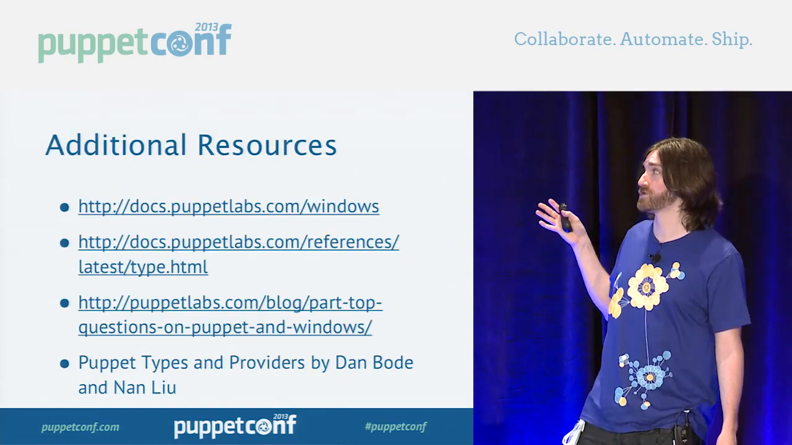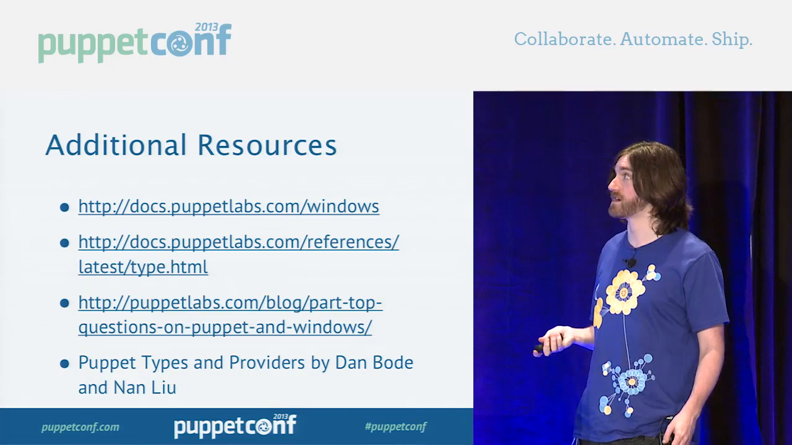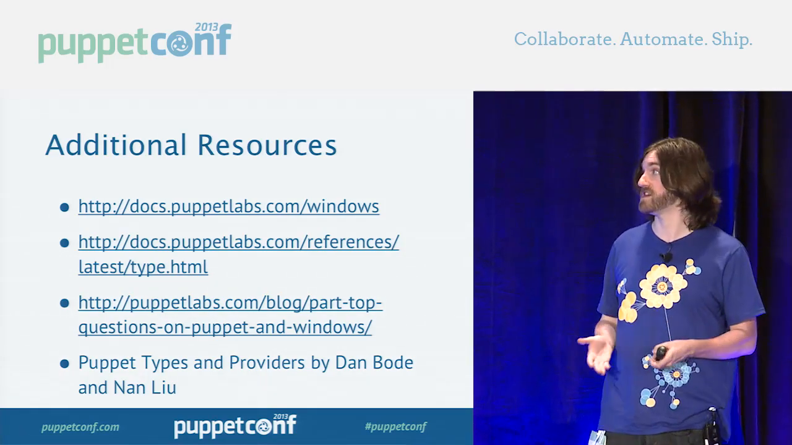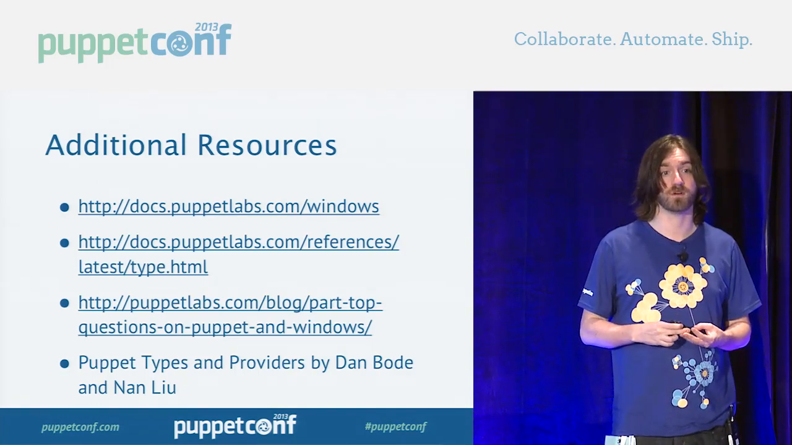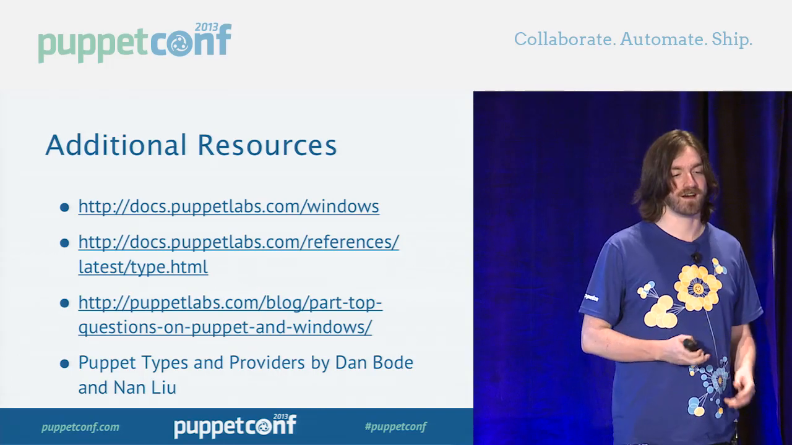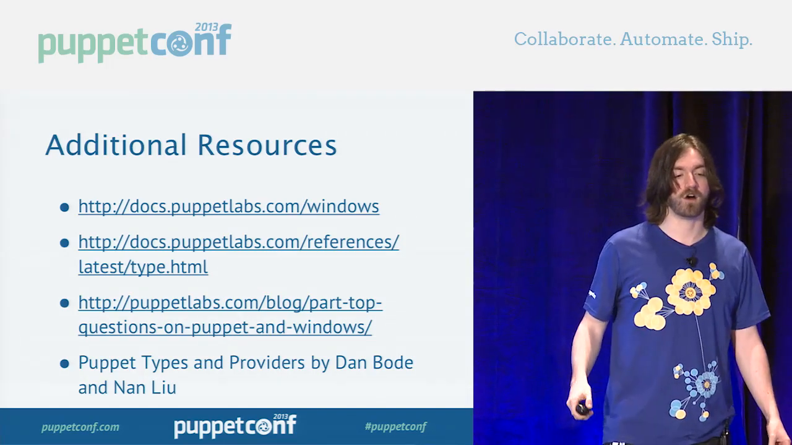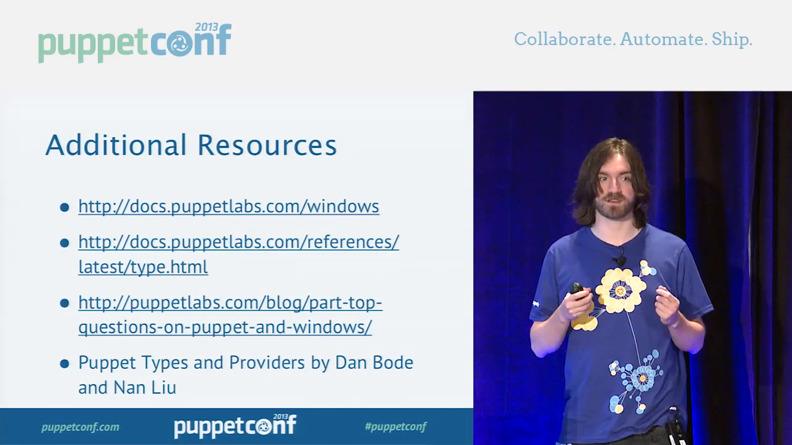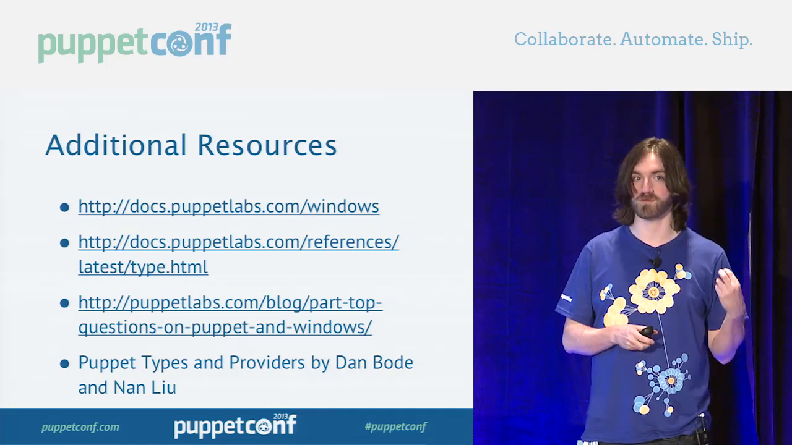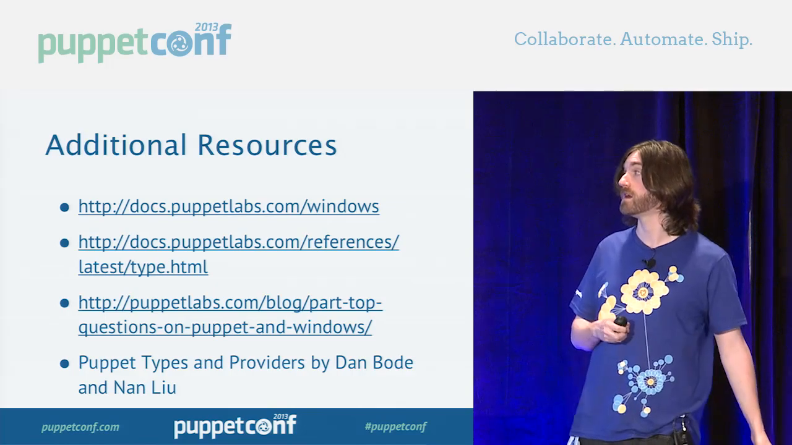So some more great resources that are out there. If you go to docs.puppetlabs.com/windows, that's all the documentation, or most of the documentation that we have right now for Windows and the core types. You'll find that I probably plagiarized most of my talk off of that webpage, so it's a really good one to check out. Also check out our type reference. This explains how the Puppet core types work on both Windows and Linux, but all the details that you need to know about the Windows providers are often there as well.